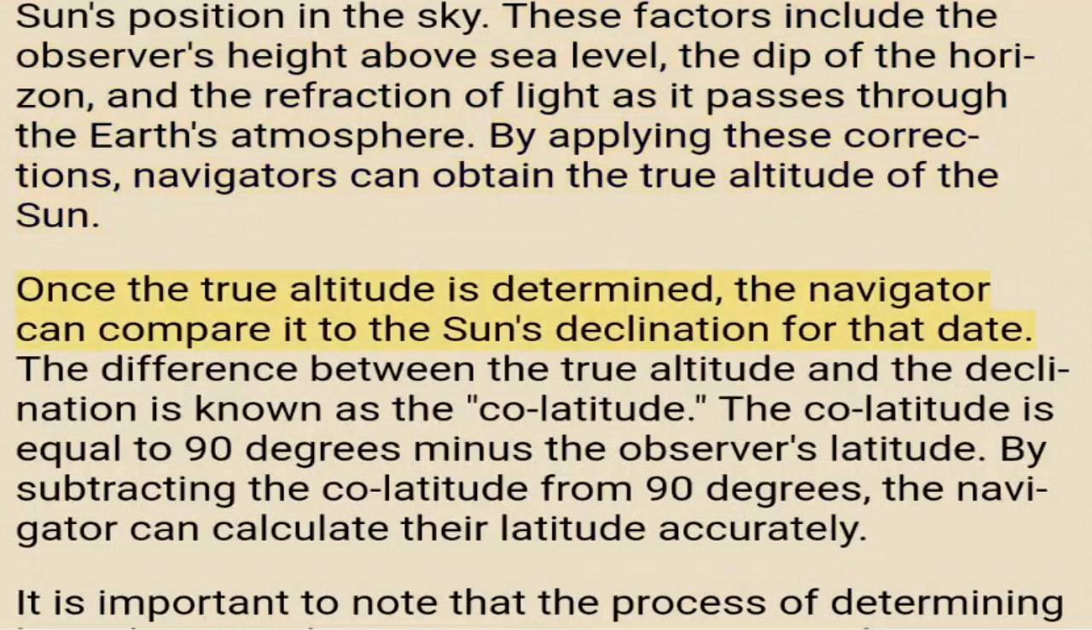Once the true altitude is determined, the navigator can compare it to the sun's declination for that date. The difference between the true altitude and the declination is known as the co-latitude. The co-latitude is equal to 90 degrees minus the observer's latitude. By subtracting the co-latitude from 90 degrees, the navigator can calculate their latitude accurately.